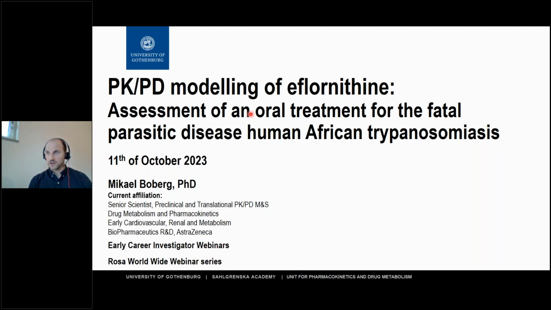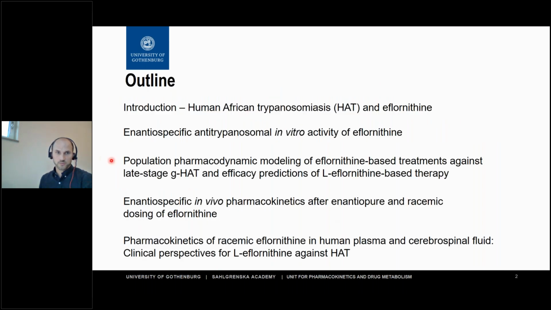So with that, I would like to show you our outline for today's talk, where we will firstly discuss the disease area, human African trypanosomiasis, or HAT. And we'll also talk about the drug eflornithine, which is one of the current recommended treatments. And then we'll dig through these 4 different parts where we'll look at the in vitro activity of eflornithine, so lab bench work from my end. And then we'll look at population PD modeling using these findings from the in vitro study.